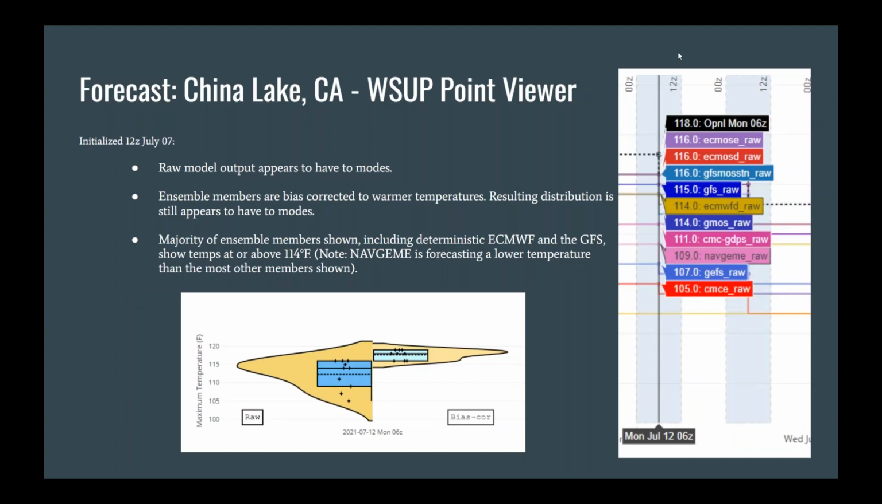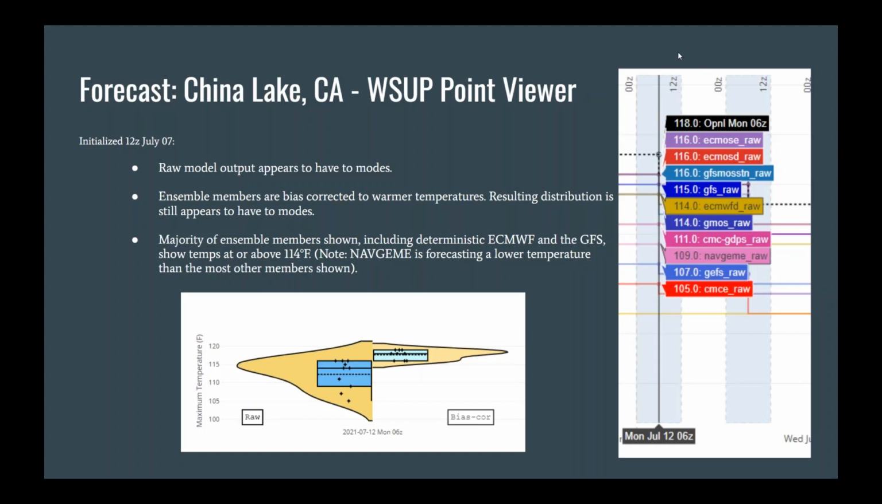And then this is for today. You can see it's very different. The distribution is significantly different. It still appears to have two modes, but it's not as clearly bimodal.